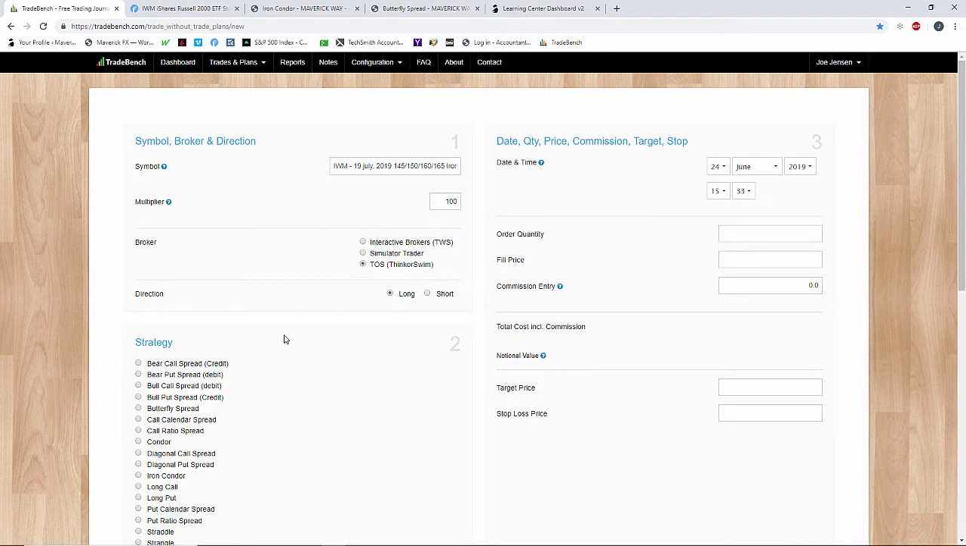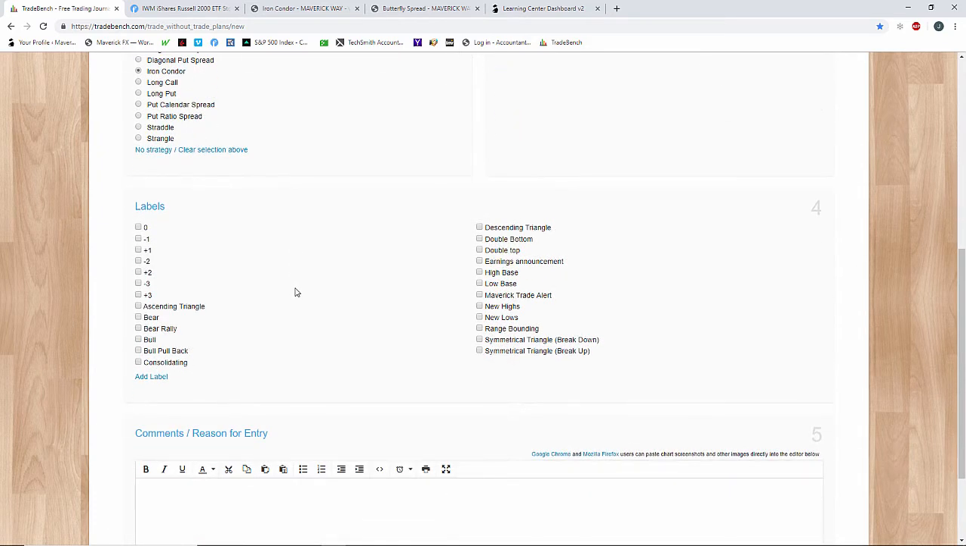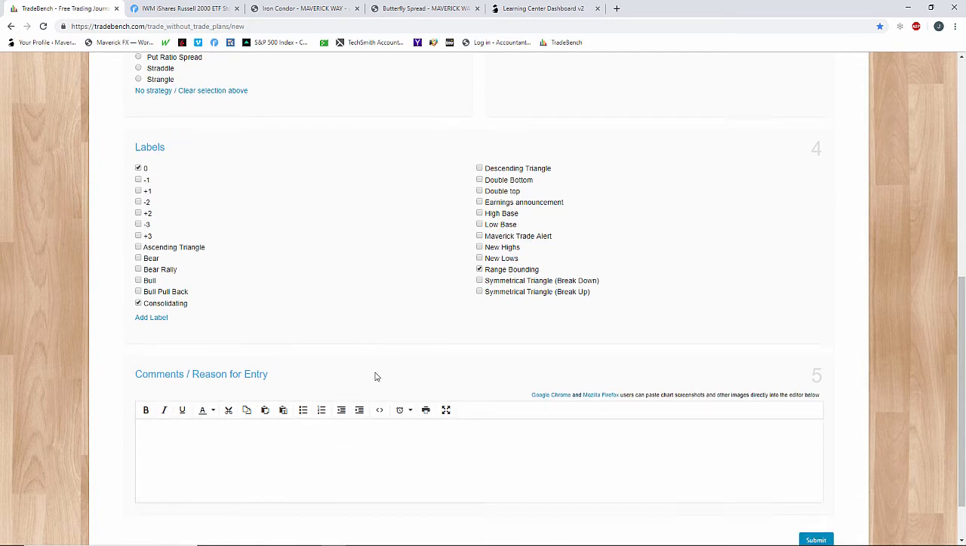Now, folks, this is a credit, so guess what? We select short. I'm going to go ahead and make sure that we put it as not the condor here, but I'm going to go to the iron condor. We're probably seeing more of a consolidation. We could talk about, let's see what else we got here. Range bound, and so on and so forth.